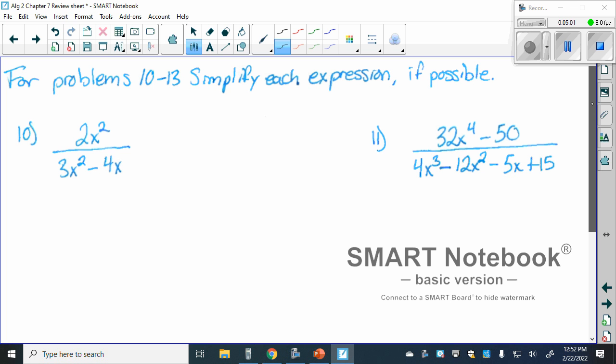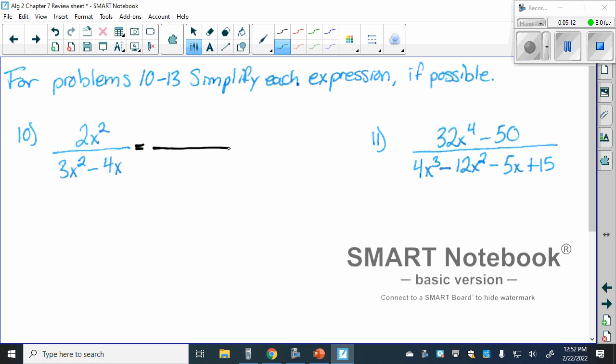Just for time's sake. Let's look at number 10 next. For 10, 11, 12, and 13, when we're simplifying, we need to factor the numerator and denominator as far as we possibly can and then simplify.